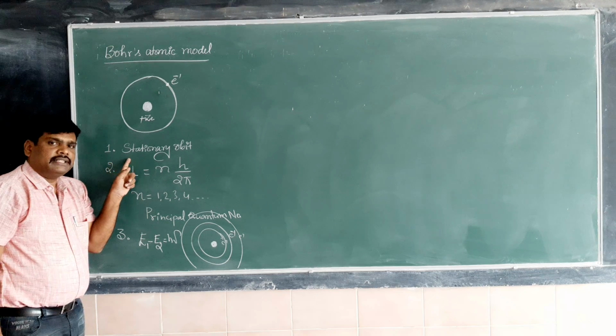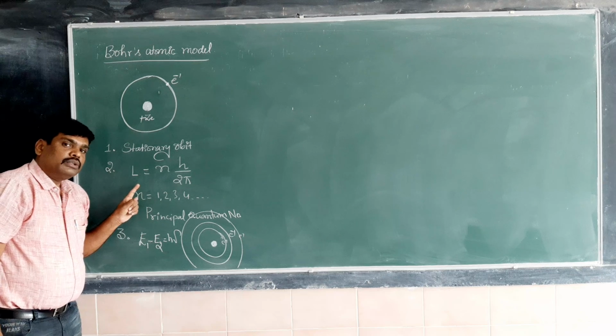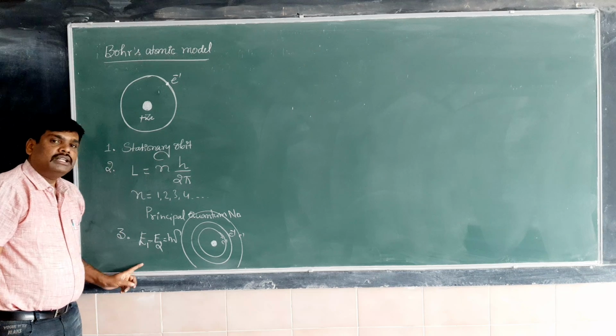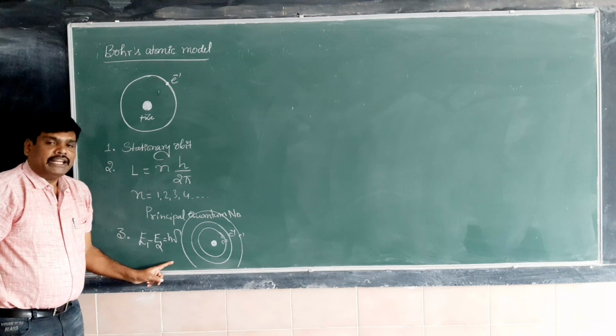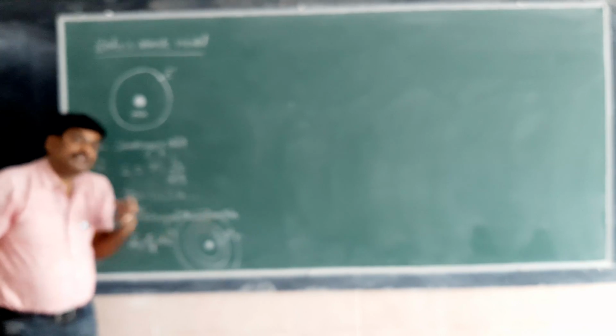The first postulate says about the stationary orbit. The second postulate says that angular momentum is quantized. The third postulate says about the radiation of energy, whether the energy is absorbed or emitted by the atom. That depends on whether the electron jumps from higher energy to lower or lower energy to higher. If it jumps from a higher energy level to a lower energy level, it can emit radiation. If it jumps from lower energy to higher energy, the electron can absorb radiation.